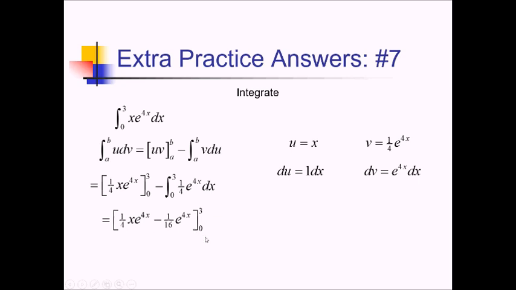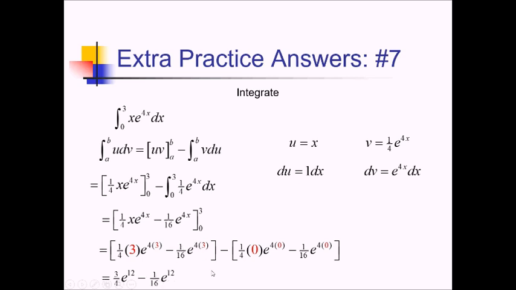And at this point, let me just plug 3 into all these x's. We have an x here, here, and here. So all that stuff with 3 plugged in, minus all of this stuff with 0 plugged in. Going from left to right, what are my terms? Well, here I've got 3/4 e to the 12th. And we're going to be subtracting 1/16 e to the 12th power. And then finally over here, this 0 is just going to zero out this whole first term. On this next term, this is e to the 0, which is just 1. So we have a minus 1/16, but we're subtracting it, so now it's actually a plus 1/16.